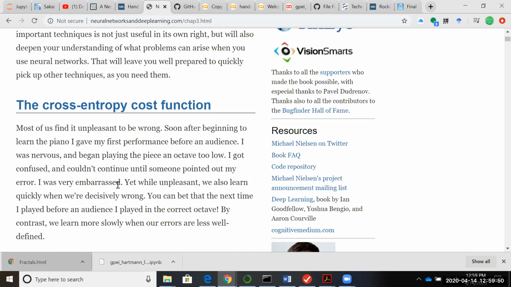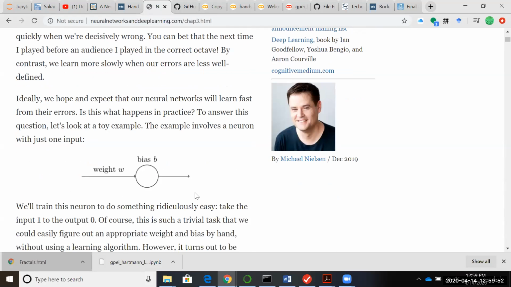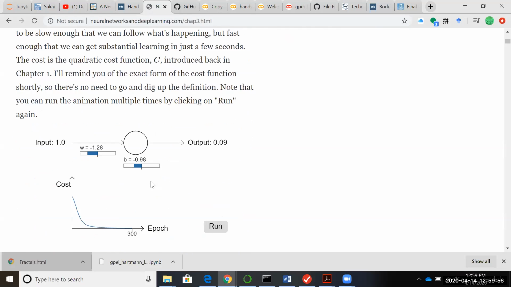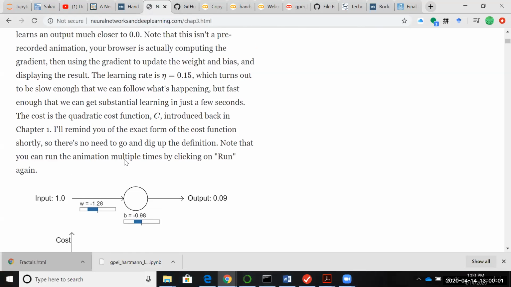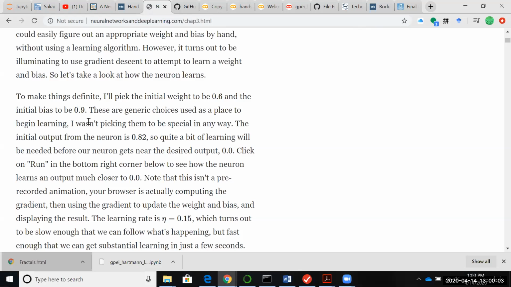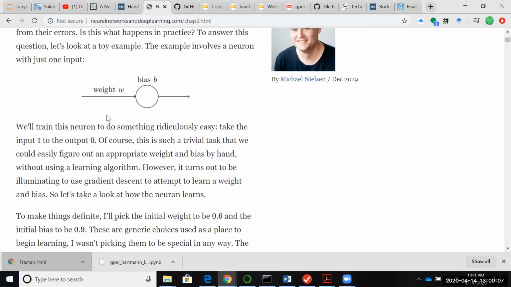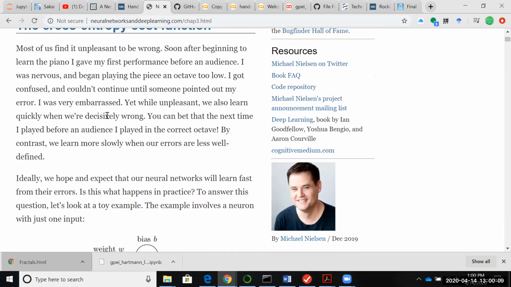But it turned out that this particular way of doing this is not efficient. So here is an example of that. Let's pick an initial value of 0.6, and go through this example.